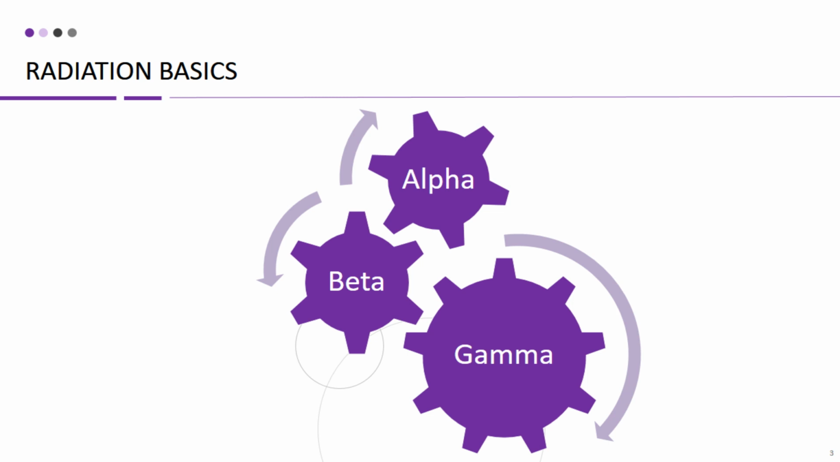Radiation is measured in units of becquerels or sieverts. A becquerel is a unit of measure for the amount of radioactive material present, while a sievert is a measure of the biological effects of radiation on human tissue.